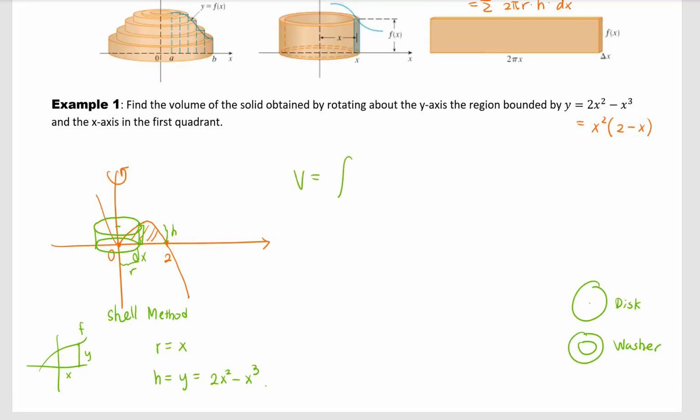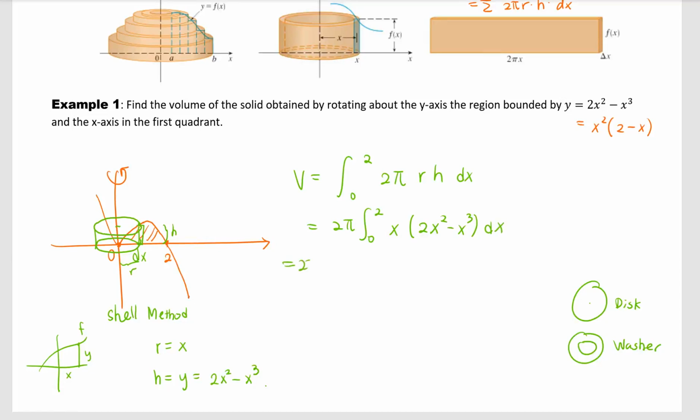And finally, my x goes from 0 to 2, and then the formula is 2 pi r h dx. What is r? r is x. What is h? 2x squared minus x cubed dx.